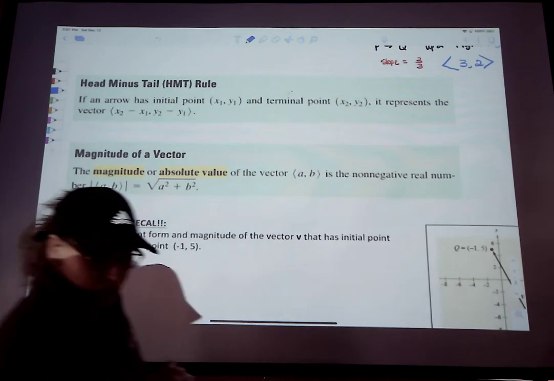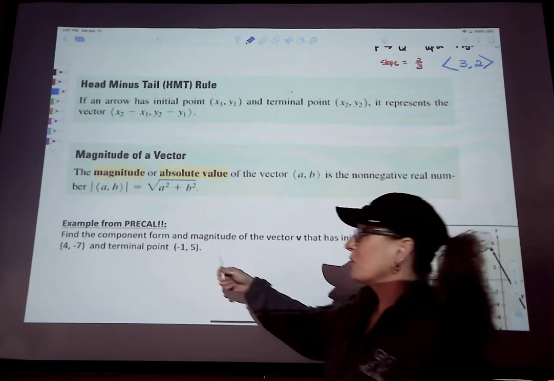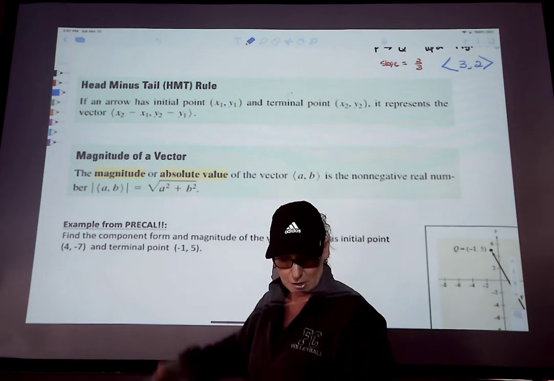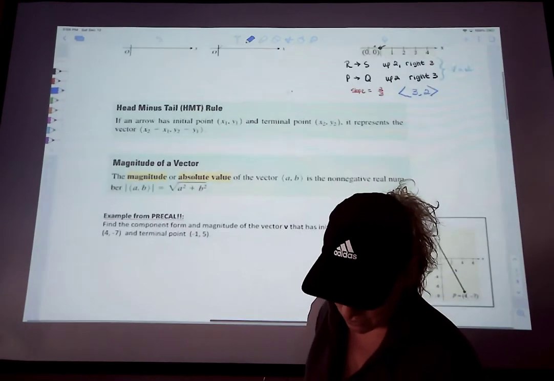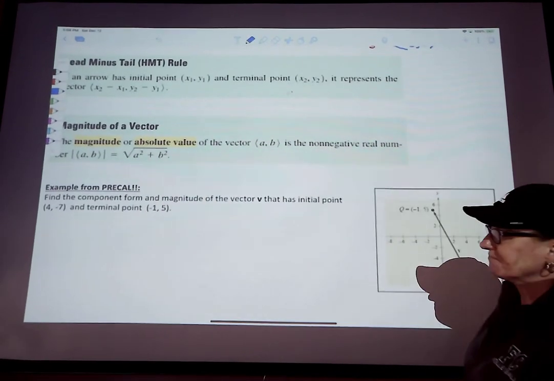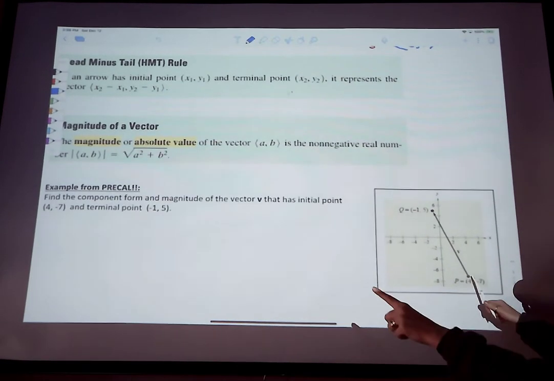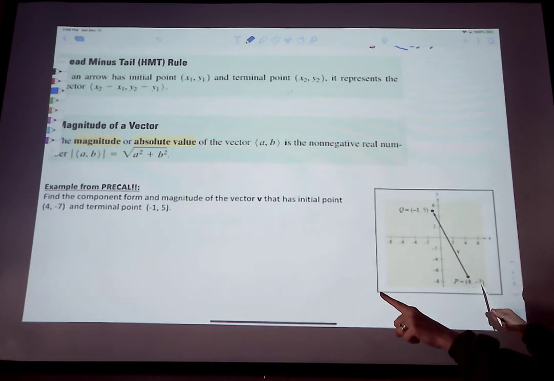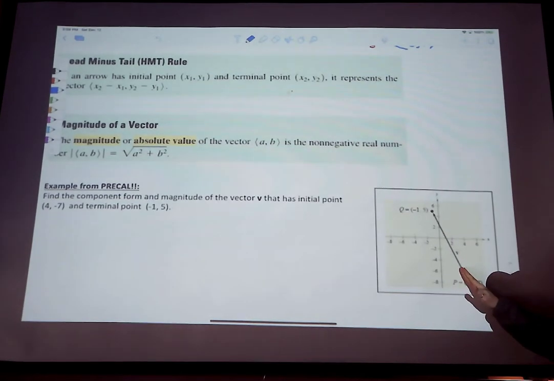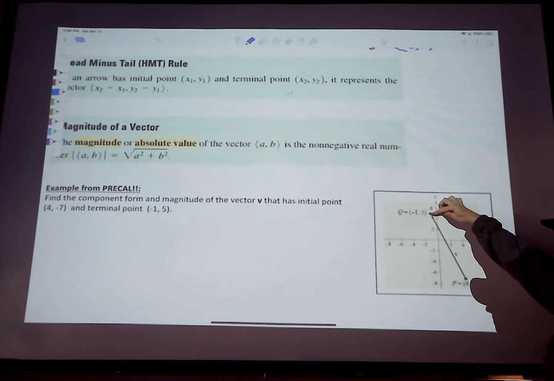All right. So this is an example from pre-cal. We also took vectors out of pre-cal a couple years ago, so I'm not sure if you were in pre-cal when we did vectors or not. Component form and magnitude. So we've got the initial point is 4, -7. So you can see we're traveling this way to this terminal point.